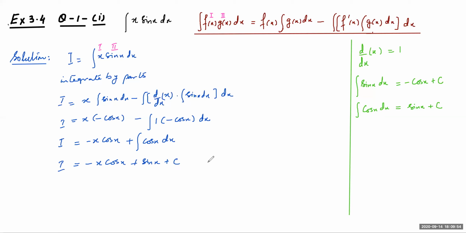Integration has been completed. Now it's your choice. If you don't like to start your answer with the negative sign, you may rearrange it and write it as sin x minus x cos x plus c. It's up to you. It won't make any difference. And that completes the result.